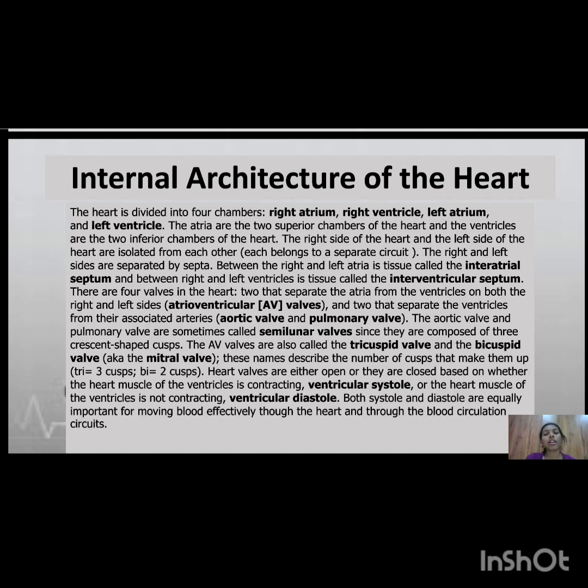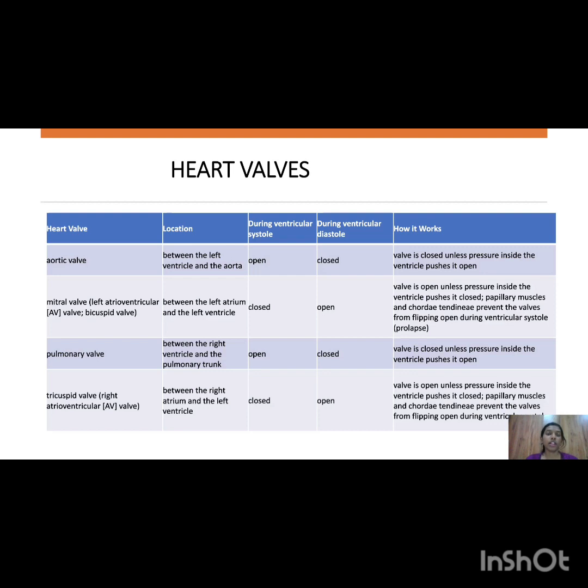The heart valves are either open or closed based on whether the heart muscle of the ventricle is contracting. Ventricular systole is when the heart muscle of the ventricle is contracting. Ventricular diastole is when it is not contracting. Both systole and diastole are equally important for moving blood effectively through the heart and through the blood circulation circuits. Let's see in detail about the heart valves.